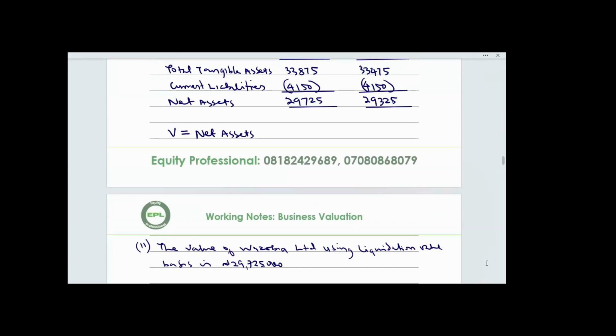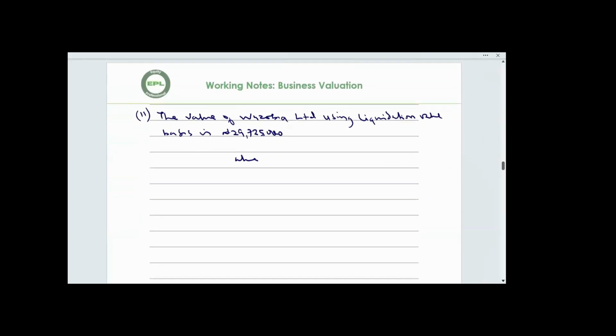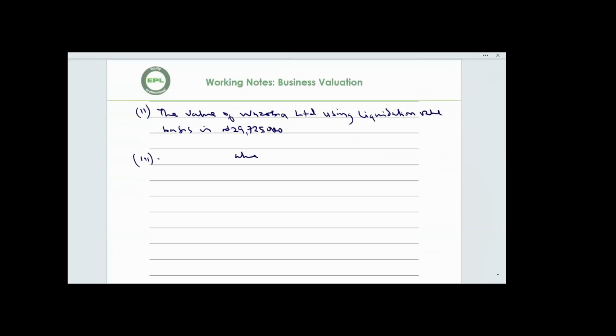Then I will go to the third one. Number 3. The value of Wazobia Limited using replacement value basis is 29 million 325,000 naira. So that answers requirement number A3.